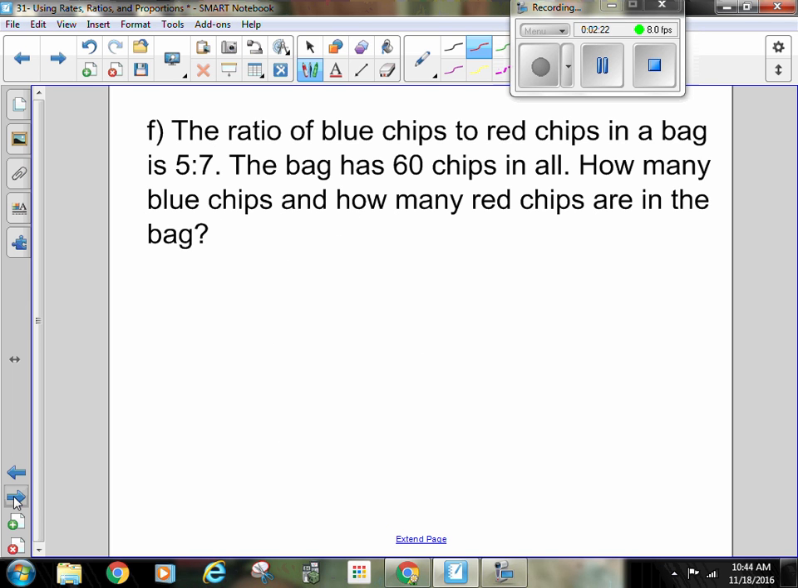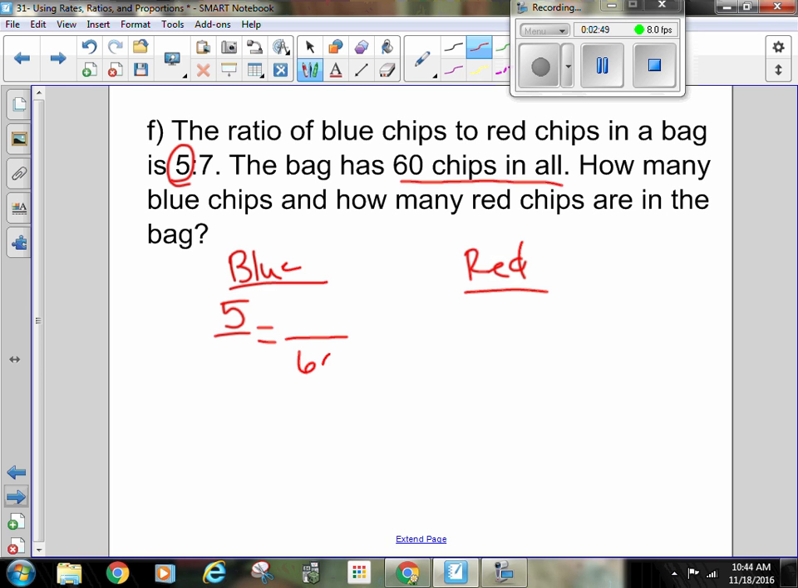All right. The ratio of blue chips to red chips in a bag is 5 to 7. The bag has 60 chips in all. How many blue chips and how many red chips are in the bag? We're actually going to do 2 things: look at blue chips and look at red chips. How many blue chips are there in the ratio? It's 5. And how many total chips do we have? 60. I wrote it like this because we're writing blue over the total.